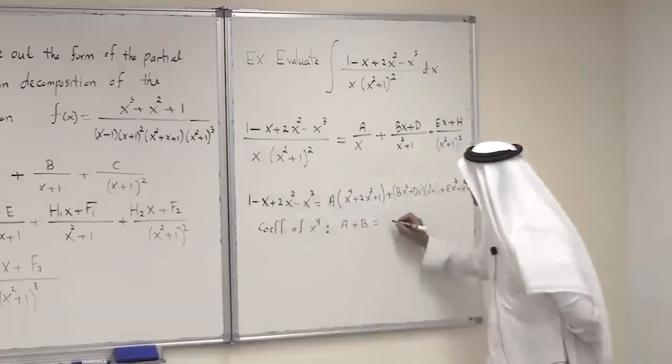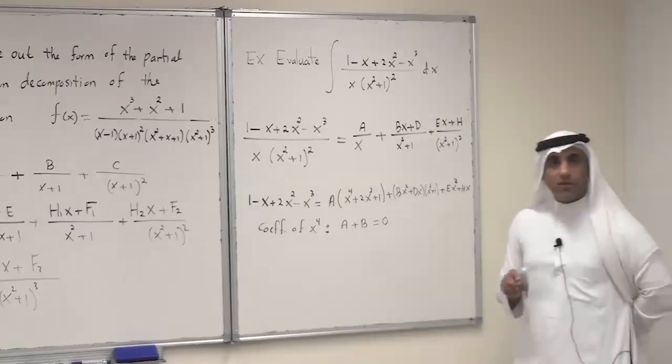What about the left-hand side? It is equal to what? 0. So this is one equation we get.